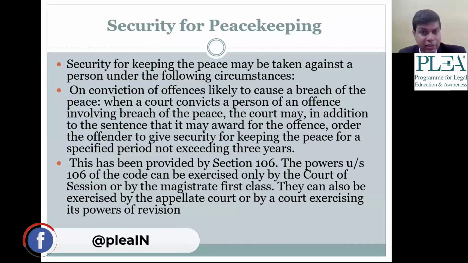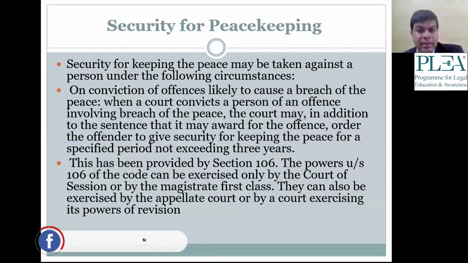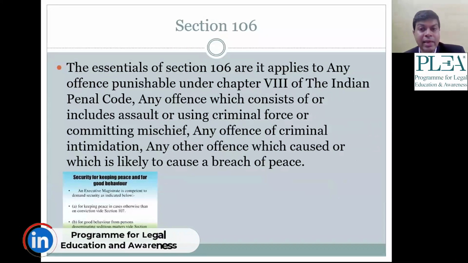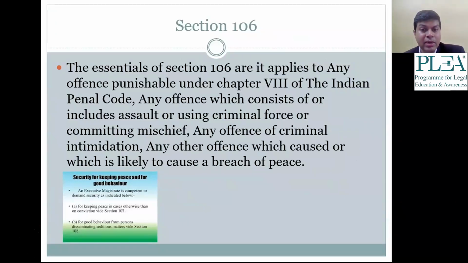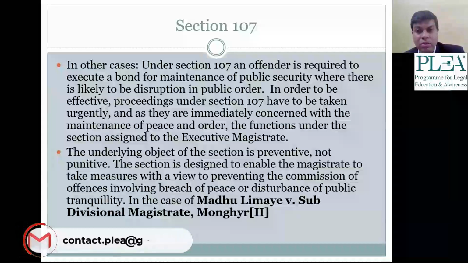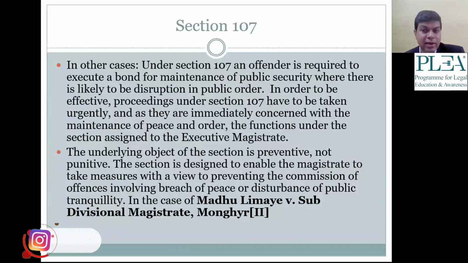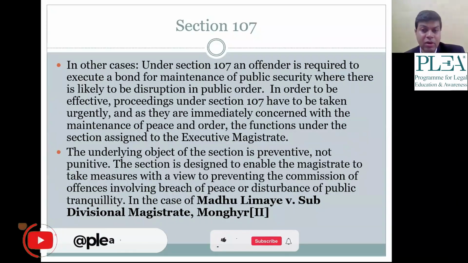Then under section 107, an offender is required to execute a bond for maintaining public security, where there is likely to be disruption in public order. So in order to be effective, proceedings under section 107 have to be taken urgently, and they are immediately concerned with the maintenance of peace and order. The underlying object of this section is preventive and not punitive.